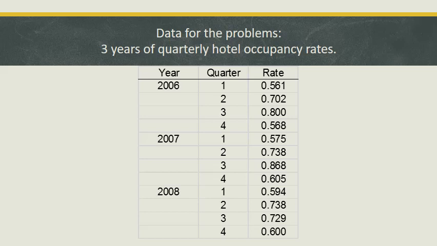Finally, we've reached the data set that you'll need to answer the 3 questions coming up. The data shows quarterly hotel occupancy rates for 3 years. If you sketch a graph of the data, then you will see a clear pattern you can use.